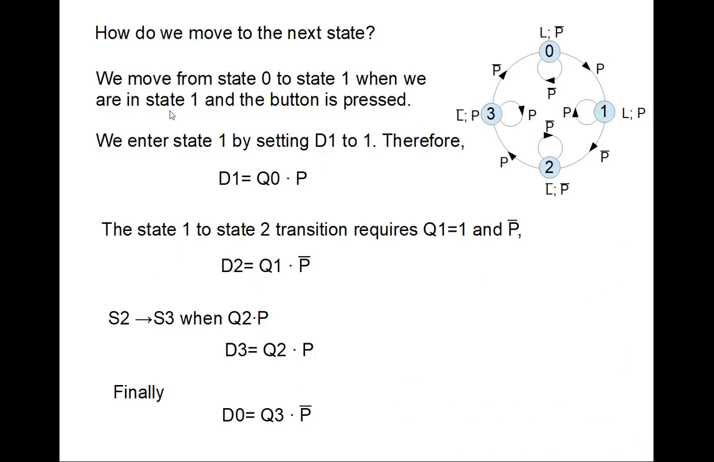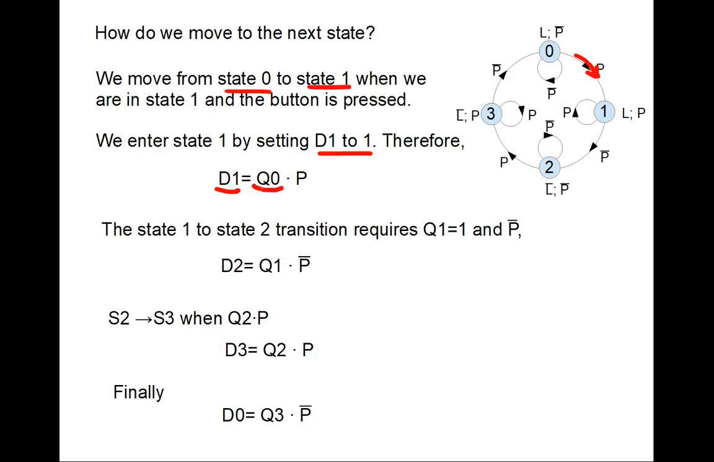Now the question is, how do we move to the next state? We know how to stay in a state and how to leave a state. That was the previous slide. So let's look at moving from state 0 to state 1, which is this transition, when the button is pressed. We will enter state 1 by setting D1 equal to 1. And that means that D1 will be equal to 1 when Q0 is 1 and the button is pressed. In other words, we were in the previous state, and the button is pressed. So this will cause us to transition from Q0 equal to 1 to Q1 equal to 1.